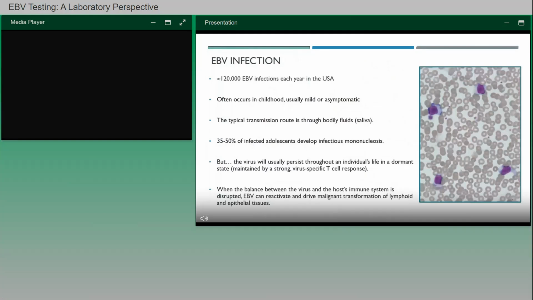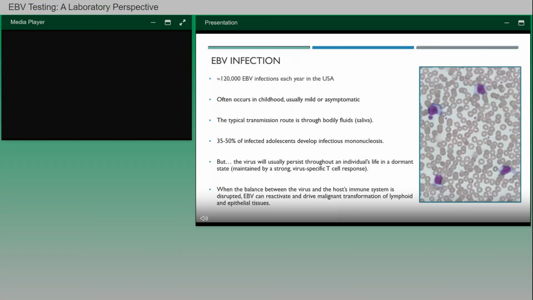There are about 120,000 documented, confirmed EBV infections each year in the USA. So it's not a huge load, but then again, most infections are going to go undetected, right? Because they're asymptomatic. It often occurs in childhood. We probably all know this from our high school days. Usually mild and asymptomatic, but it can also present as infectious mononucleosis. And as I said, the typical transmission route is through bodily fluids, the so-called kissing disease.